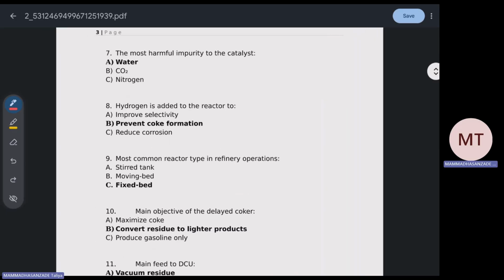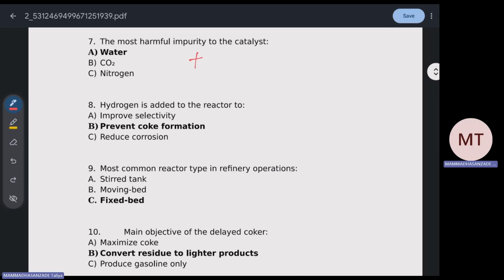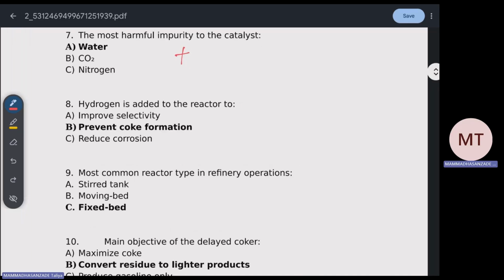Now coming to the seventh question. The most harmful impurity to the catalyst is water, CO2, or nitrogen. It's free water. Yes, that's correct. But well, if it's CO or the other content, NOx content, yes, that would also be very harmful for the catalyst as an impurity.